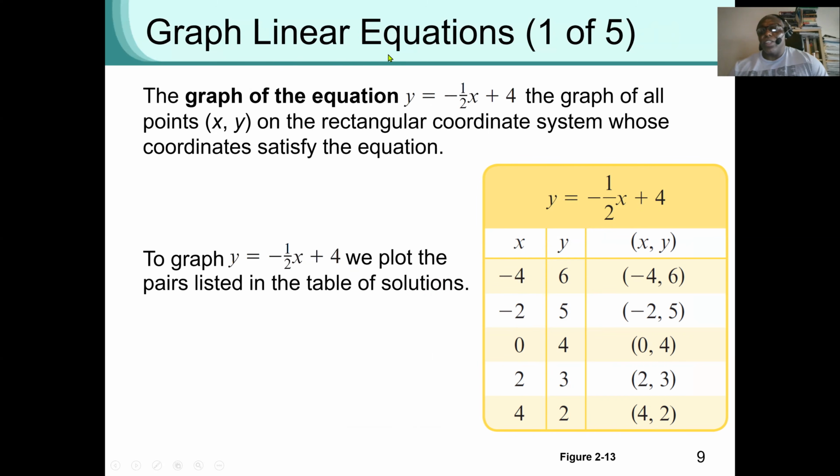So again, to graph a linear equation, first we have our equation. We come up with x values. It can be any range. Then we find the y values, then we plot it.